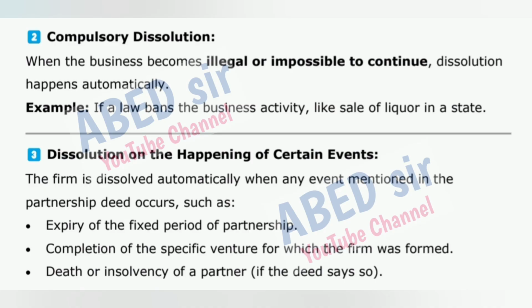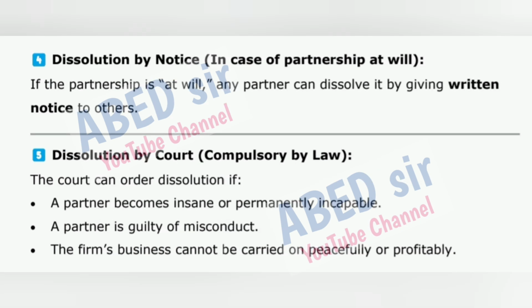The firm is dissolved automatically when any event mentioned in the partnership deed occurs, such as expiry of the fixed period of partnership, completion of the specific venture for which the firm was formed, death or insolvency of a partner, if the deed says so. 4. Dissolution by notice, in case of partnership at will. If the partnership is at will, any partner can dissolve it by giving written notice to others.